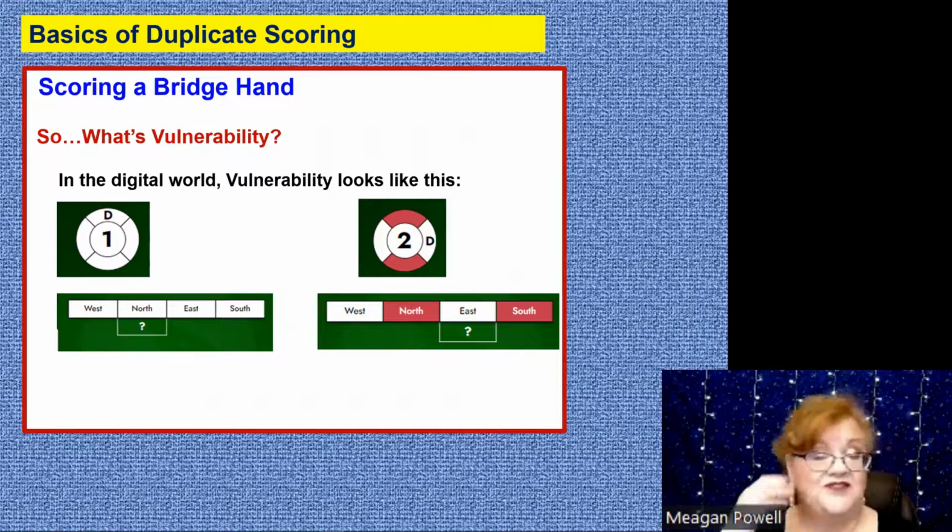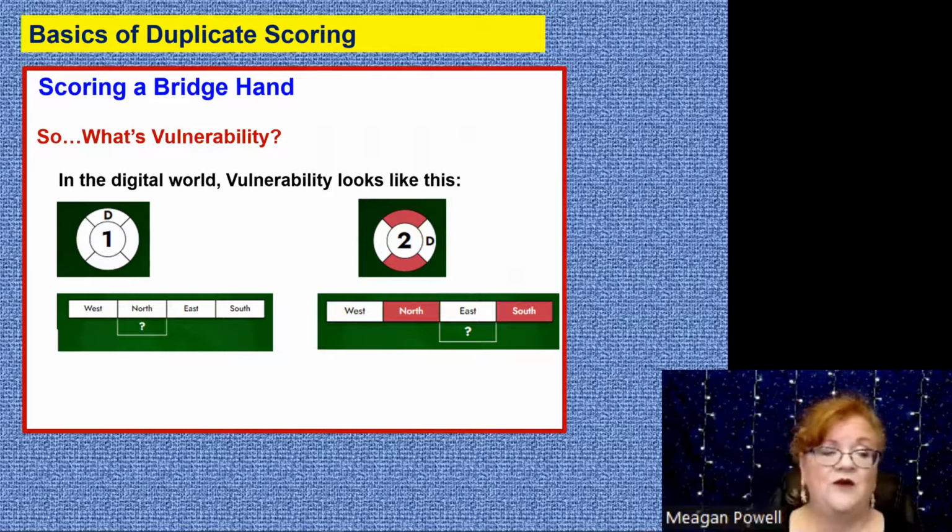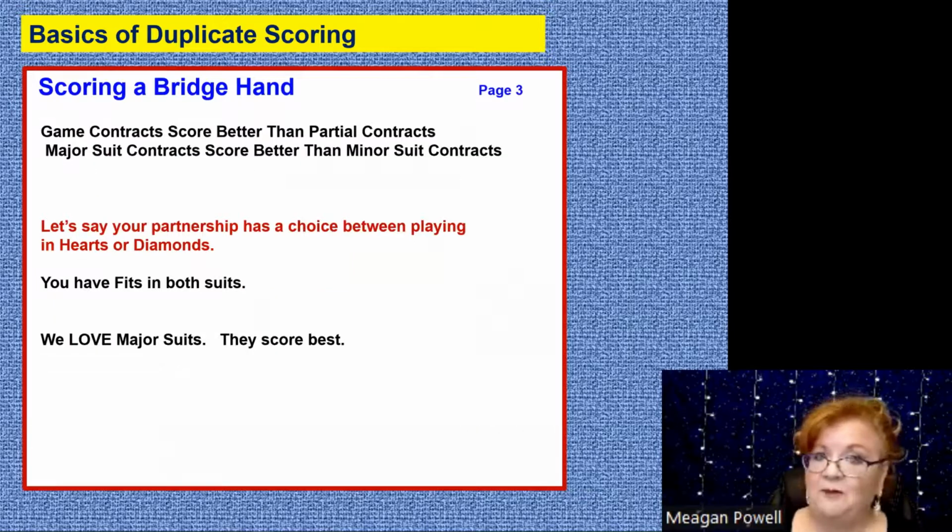So now that we have seen what this looks like in the real world, and we've had a little glimpse into it on the digital world, now we want to move into the concept of how to score a bridge hand. And I'm going to move to page 3 in your packet. Still keep page 1 on the side. You're going to need it.